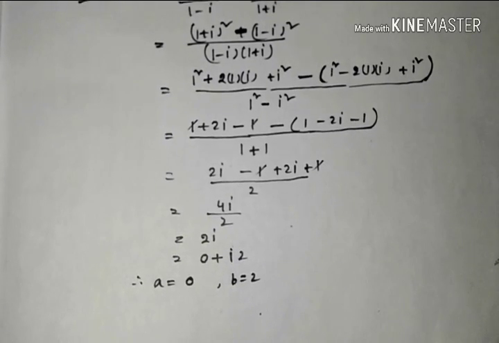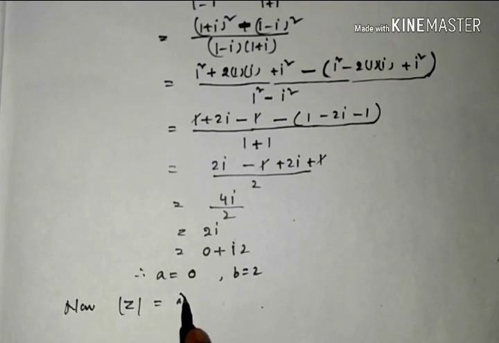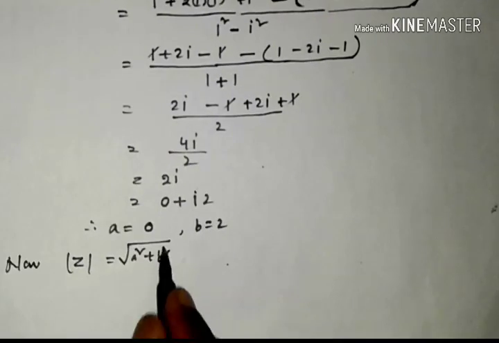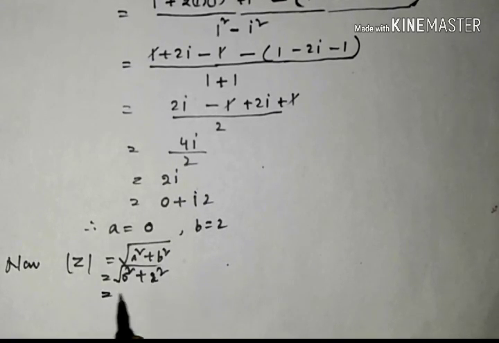Now modulus of z. Modulus of z is square root of a square plus b square, root over 0 square plus 2 square, that is 4, that is 2.